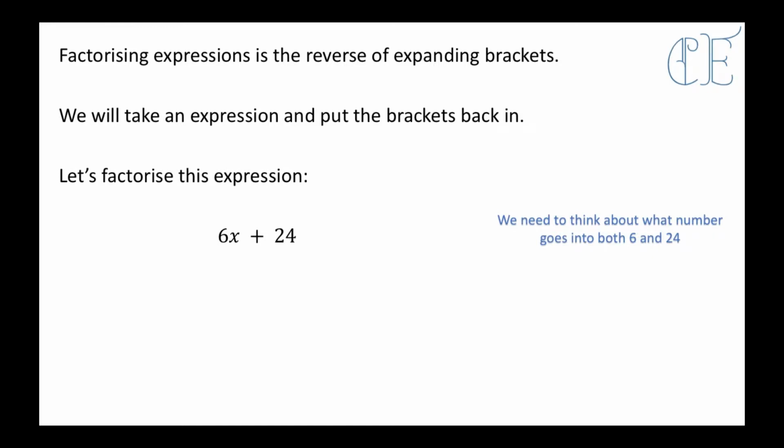So because 6 goes into both of them, I'm going to divide by 6. So I'm going to put my 6 outside of my brackets. And then I'm going to divide both terms. So 6x divided by 6 is 1, so it ends up being 1x. And then 24 divided by 6 is 4.